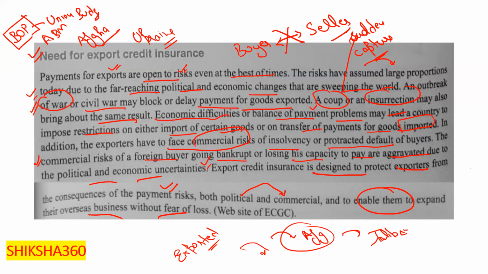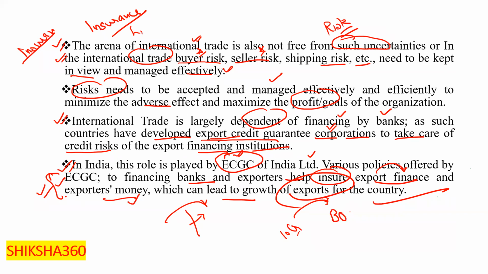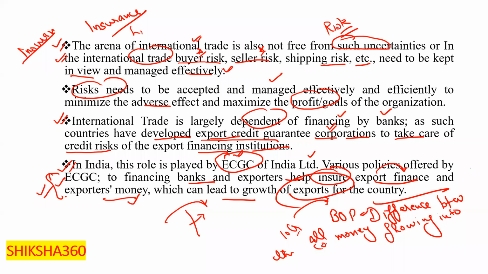As many students are asking, what is balance of payment? I will briefly tell you here. Balance of payment is simply how much we are exporting and how much we are importing. It is the difference between all the money flowing into the country and the outflow. How much money is flowing into the country and how much is going out of the country. The difference between them is known as the balance of payment.